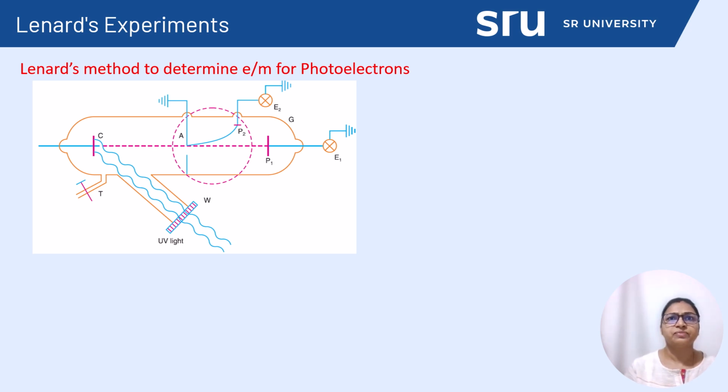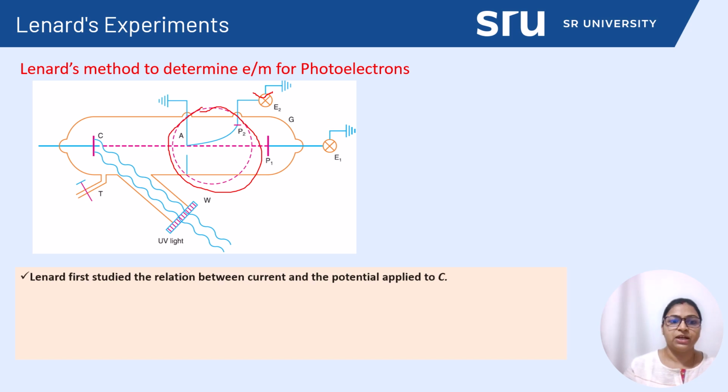If we now apply a uniform magnetic field, which we have circled here in this dotted part, perpendicular to this plate, and its direction is upward, the photoelectrons can then be deflected to the P2 plate here, and this arrival at the P2 plate will be detected by this electrode E2. So this is actually the full setup of this experiment.